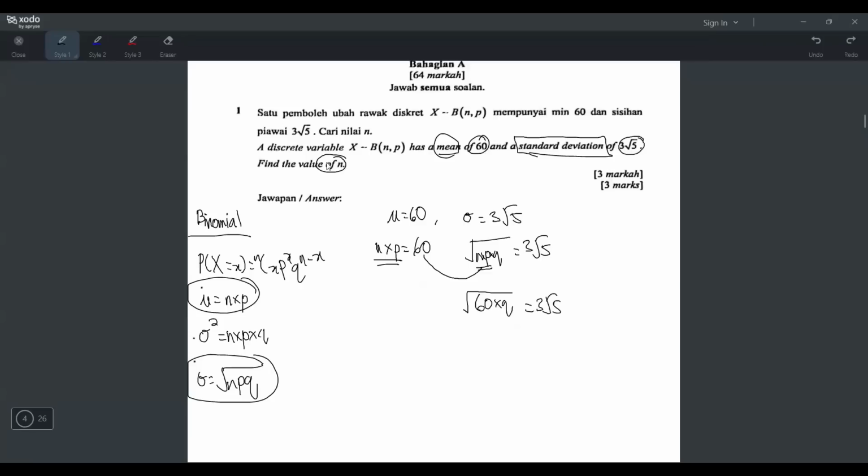But sir, they want to find n. Okay, it's okay. You find q first. After you find q, you take 1 minus q, then you get p. And after you get p, you substitute inside here, then you can find n.